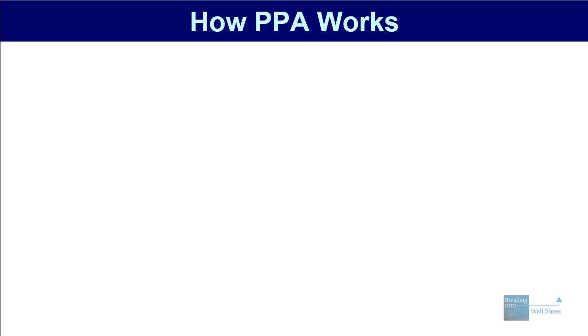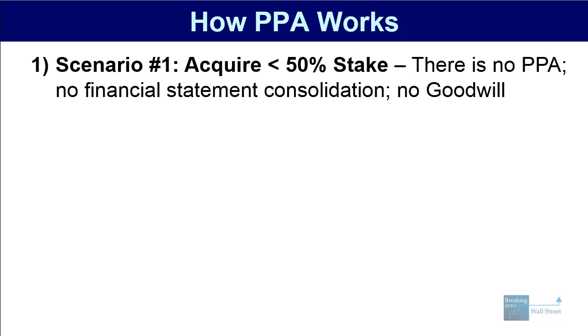With purchase price allocation and combining companies' financial statements in an M&A scenario, there are really three cases. Case number one is when you acquire a stake of less than 50% in another company. And this is easy because there is no purchase price allocation, there is no financial statement consolidation, and there is no goodwill created at all. In this case, all you really do is create an equity investment or associate company to reflect this 50% or lower stake in the other company.